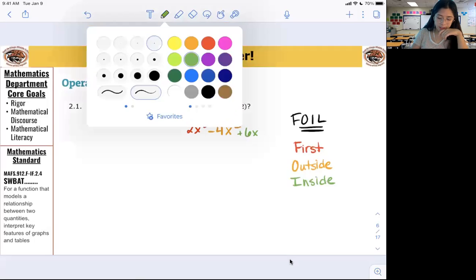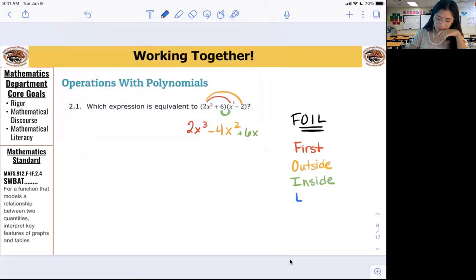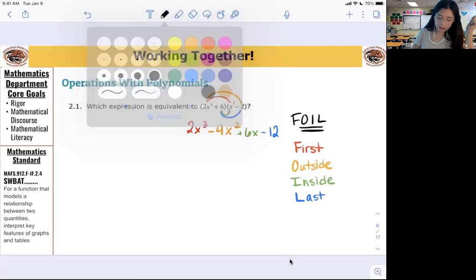And then finally, L. Good, I'm seeing it in the chat. Stands for last. So that's everything that's left. 6 and -2. What's 6 times -2? -12. Good. So there we got our terms.